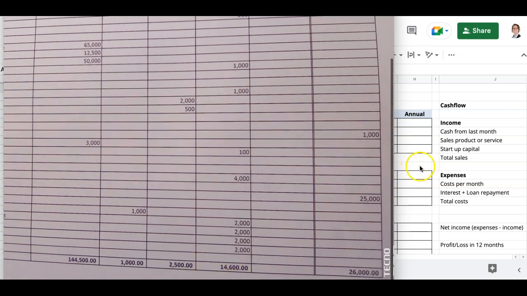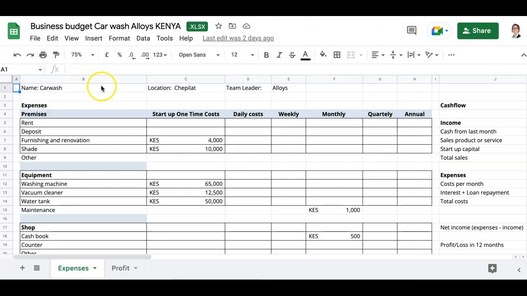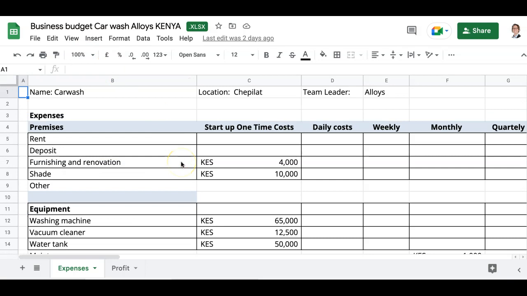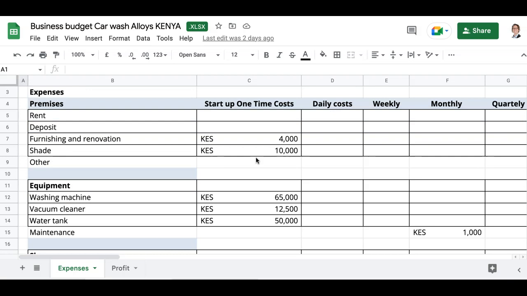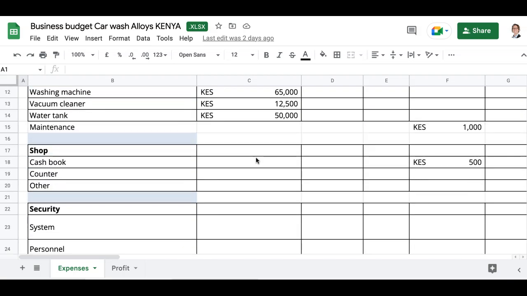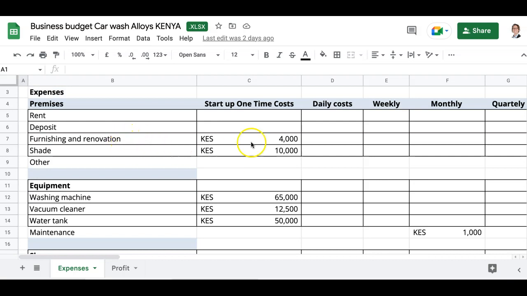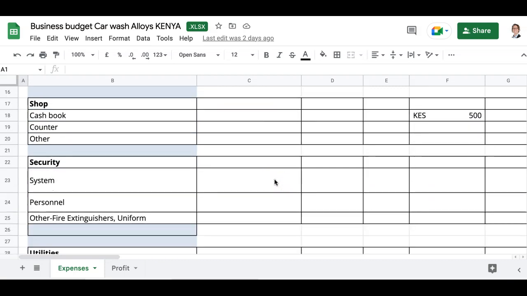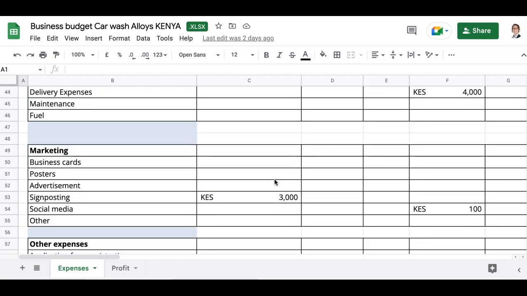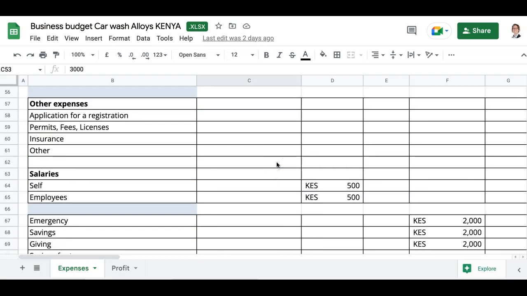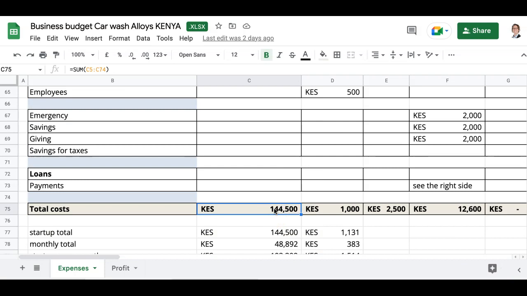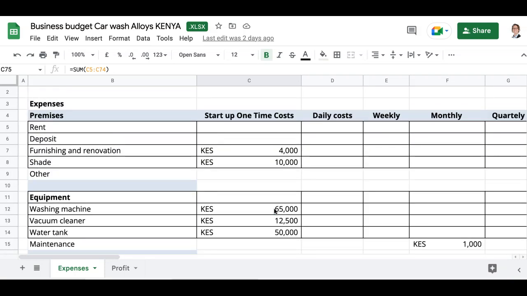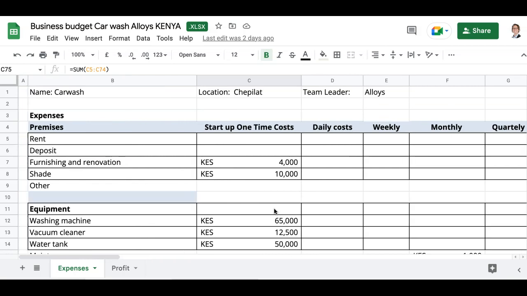So what I did, I created this Google spreadsheet that you all have access to as well. And I put all the numbers in there. This is specifically done for Kenya, so with Kenyan shillings. So yeah, the furnishing, the shade for one-time cost, washing machine, vacuum cleaner, water tank. And then these are all one-time cost. And in the end here, signposting is a one-time cost. And then in the end is 144,500 to get started.